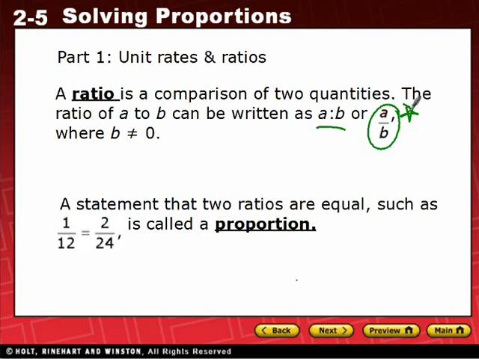When we have 2 ratios that are equal to each other, we call that a proportion. And there's an example there: 1 is to 12 as 2 is to 24. So they end up just looking like a pair of equivalent fractions. If you need more time to write those down, go ahead and pause the video and keep writing.